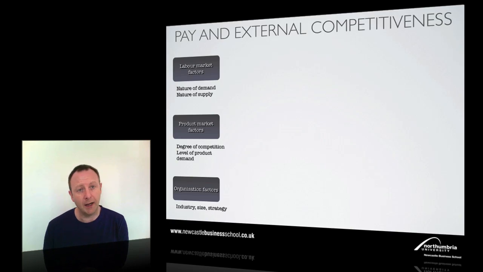The third key set of factors when we're considering these issues of external competitiveness are those that are bound up with the particular nature of organisations. And organisations differ between themselves. There are key differences in the way that different industries might approach these issues of external competitiveness. The different industries will be more or less competitive for different types of labour. There are differences between organisations depending on their size. Big organisations against small organisations. And there are differences between organisations based on strategic choice.